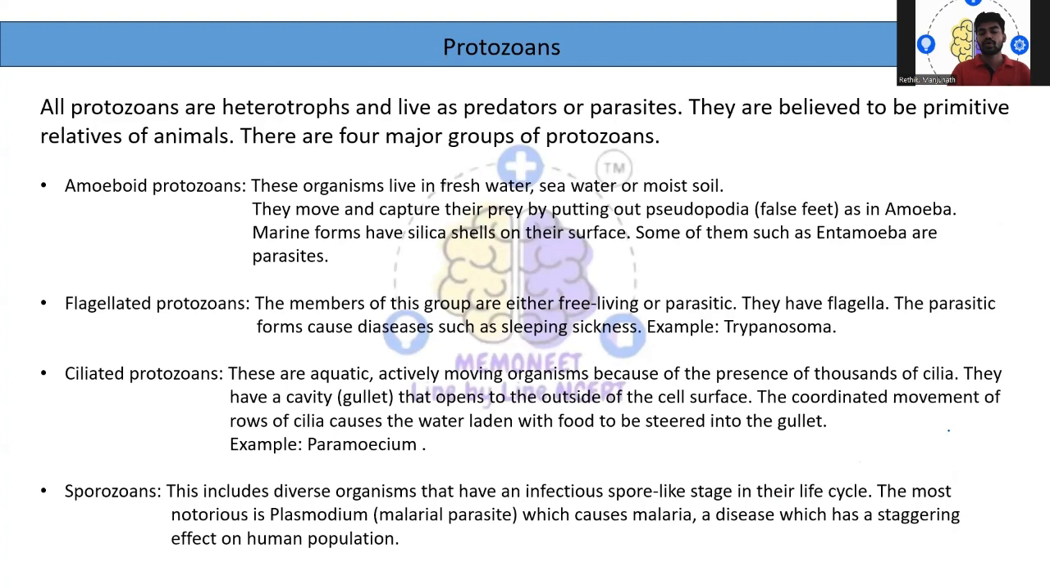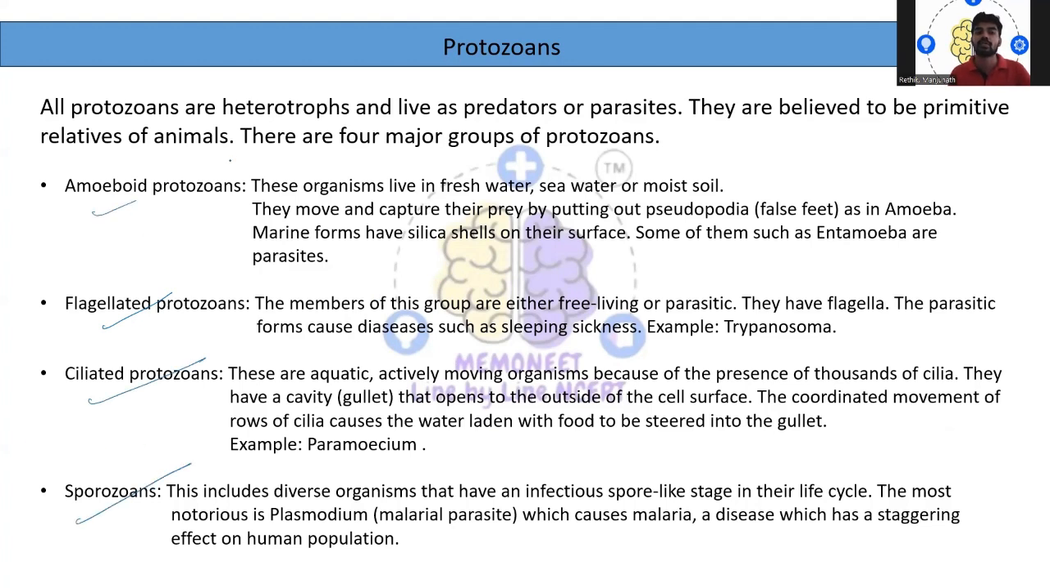So the next one is protozoa. So protozoans are actually heterotrophic. That is, normally they depend on other organisms, like they are predators or parasitic in mode. So they are believed to be primitive relatives of the animals. There are four major groups of these protozoans. What are those groups? So one is amoeboid protozoans. The second one is flagellated protozoans, then ciliated, and sporozoans.